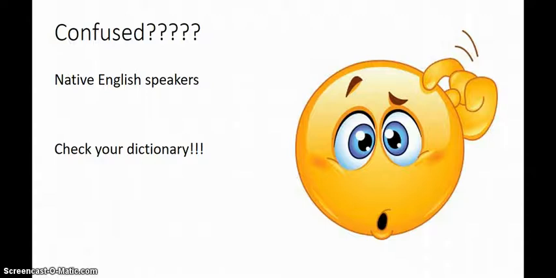If you're confused, don't worry. Even native English speakers are confused, even people like myself, and I am an IELTS writing examiner, and I need to check my dictionary as well because there are lots and lots of exceptions. So please don't worry if you find spelling difficult. It's difficult for lots of people, not just you.